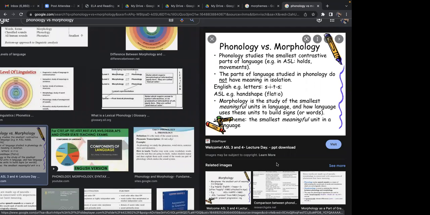Okay, so let's look at this one. Phonology versus morphology. Phonology studies the smallest contrastive parts of language.